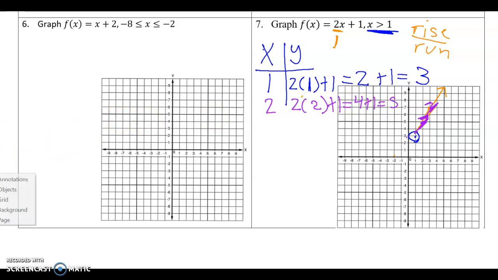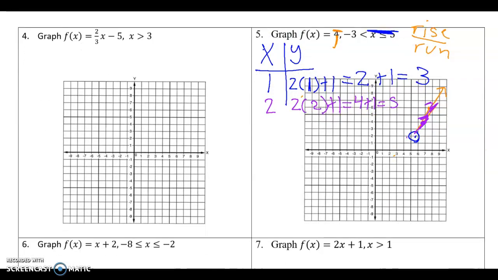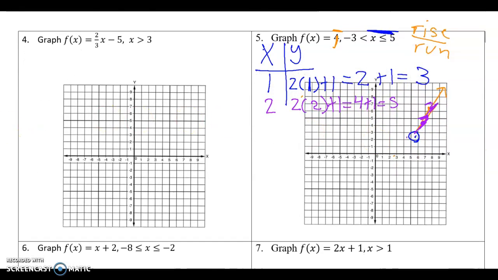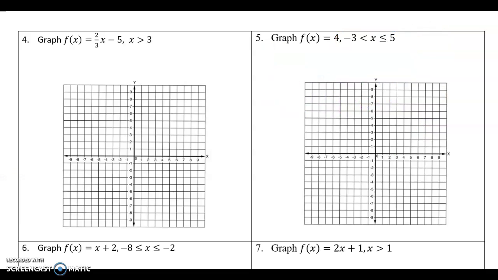Okay, so now let's go back to the questions that I skipped. Let's go back to this question right here. Now when we look at this question, we have f of x equals 4 with a domain restriction of -3 is less than x, which is less than or equal to 5. So we're going to create an x and y table for this. We're going to look at our domain restriction.